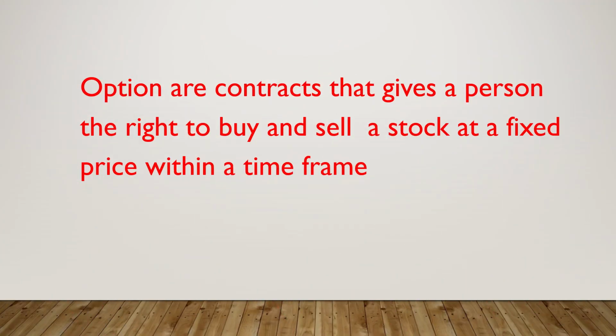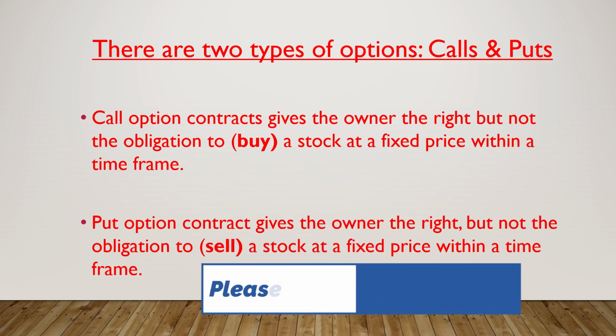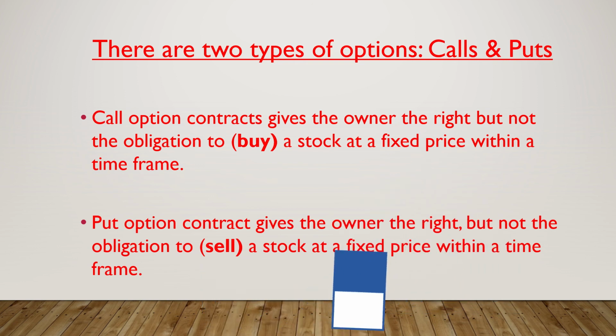So let's recap. Options are contracts that give the person the right but not the obligation to buy a stock at a fixed price within a time frame. There are two types of options. There are calls and there are puts. A call option gives the owner the right but not the obligation to buy a stock at a fixed price within a time frame, and the put option gives the owner the right but not the obligation to sell a stock at a fixed price within the time frame.